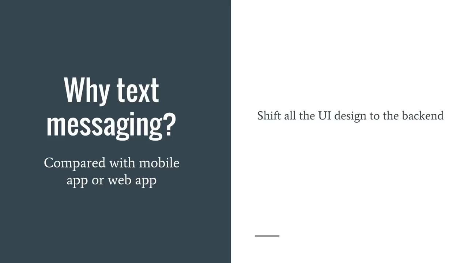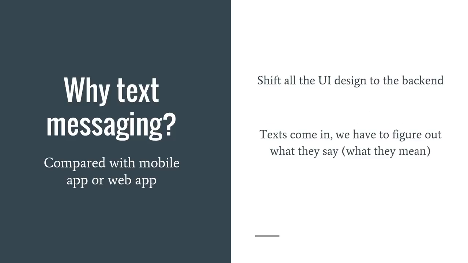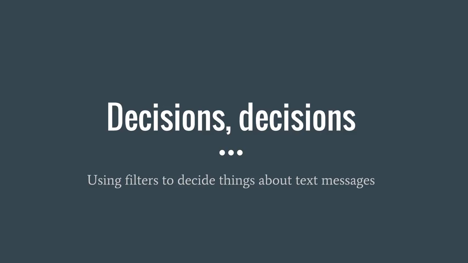So, okay, what's the result of designing a system, of making a decision to use text messaging instead of a regular app? The result is that you take all the work that you would have normally spent designing a UI and you shift it all to the back end, because you need processing to be able to figure out what the text messages are and what they say. So they come in, you have to figure out what they say, you have to figure out what to do with them.